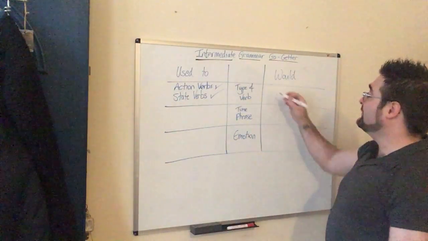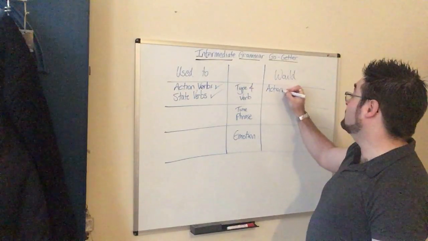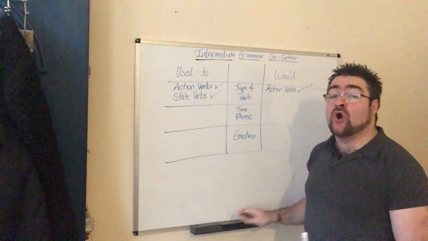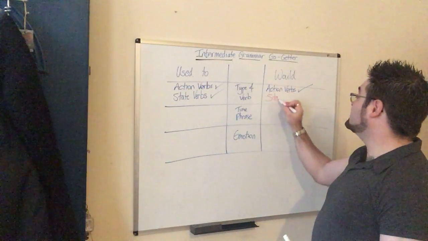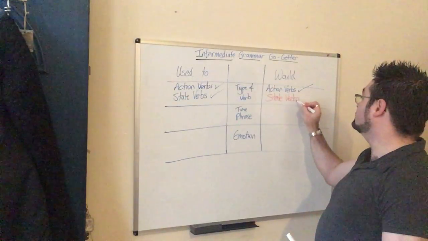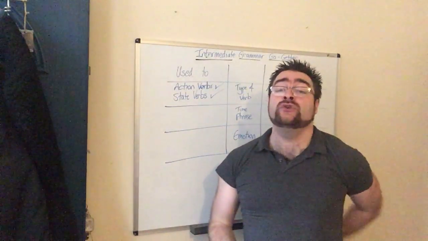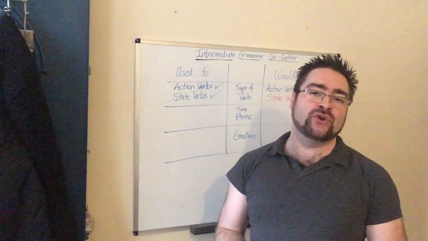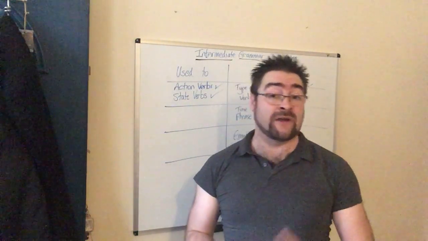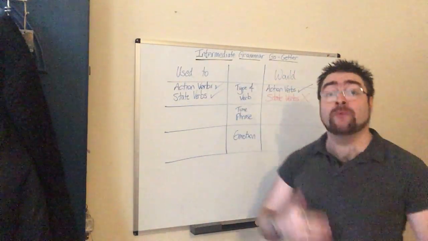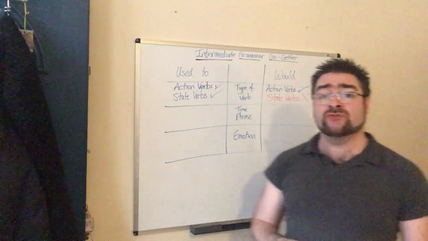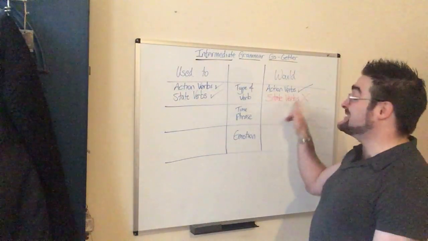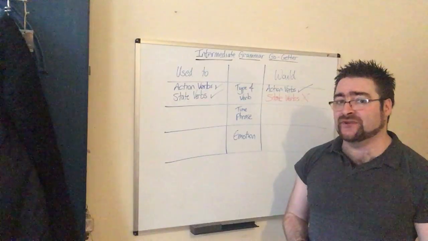However, with would, action verbs are fine, but you cannot use state verbs. So for example, you might say, when I was a child, I would often go to the park with my grandmother. That's fine, that's an action verb, go. But you cannot say, when I was a child, I would be happy when we did that. Because be is a state verb. So that's your first big difference.